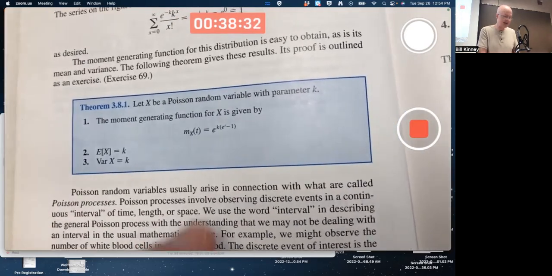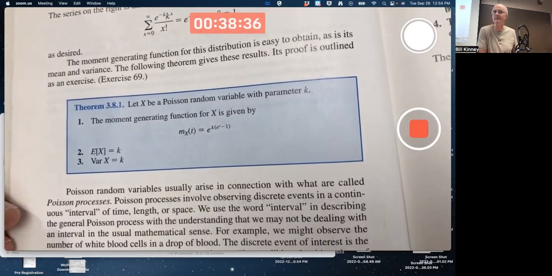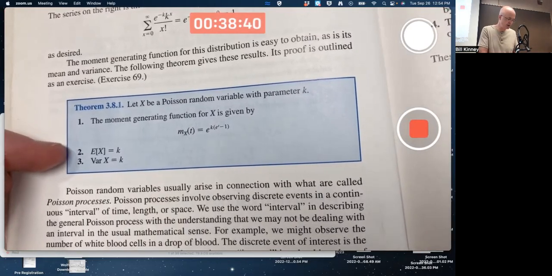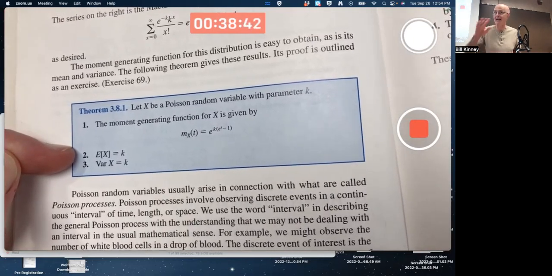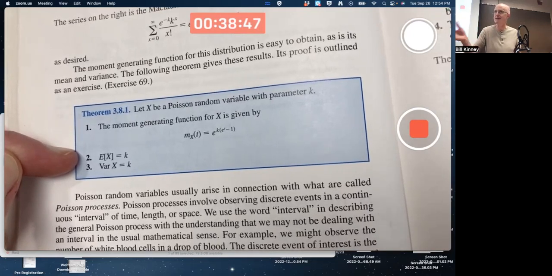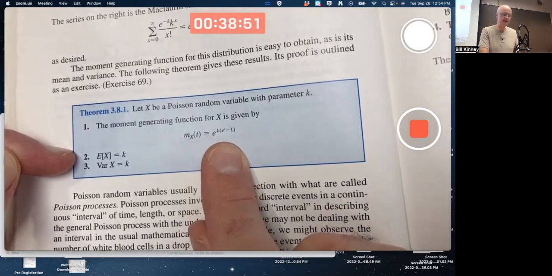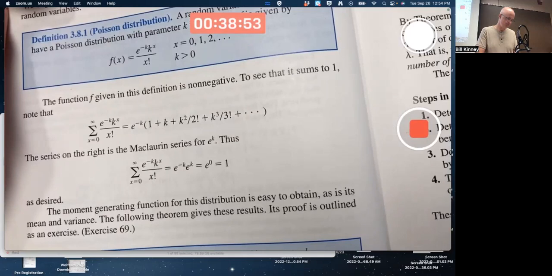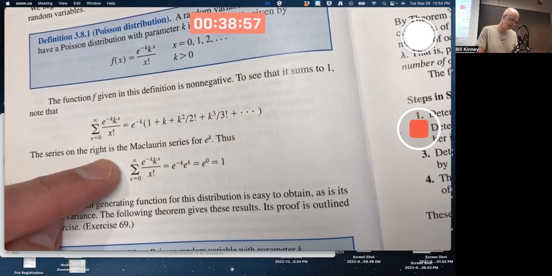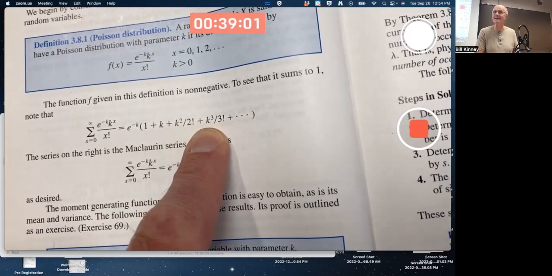You could on the test, if I asked you to, you should be able to use the moment generating function to verify that. Last time, at the end of class last Thursday, we computed the mean as a summation. I actually didn't mean to do that. I meant to compute the moment generating function. You remember I made a mistake. You should be able to compute the moment generating function using the series for e to the x, the Maclaurin or Taylor series for e to the x. That is e to the k right there in the parentheses. You should know that.